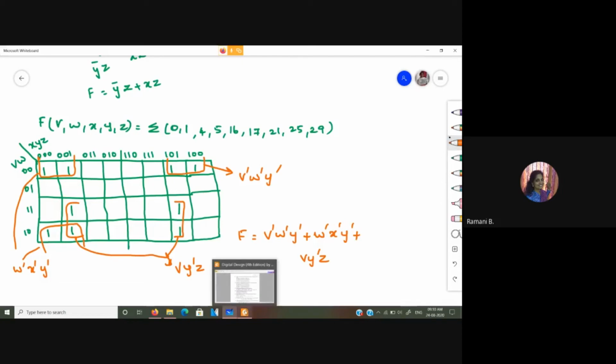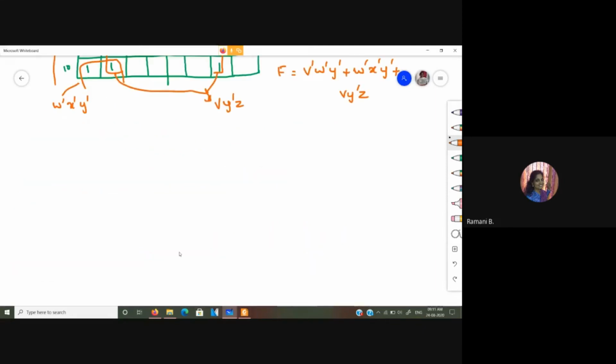Then there is also a thing that we can find the product of sums form. Here we have found the sum of products. The same way you can find the product of sums expression also from this. So f of w x y z is equal to sum of minterms 0 1 2 5 8 9 10.